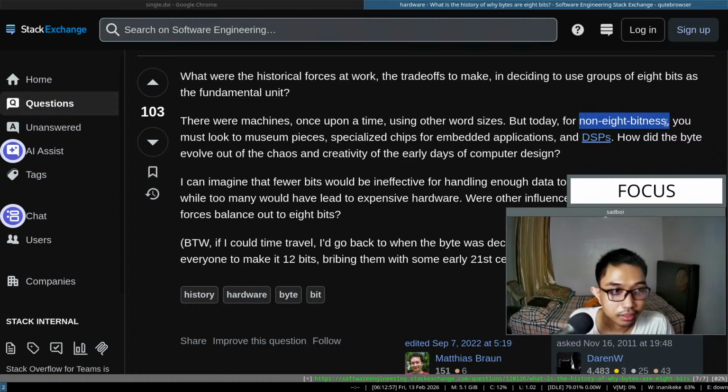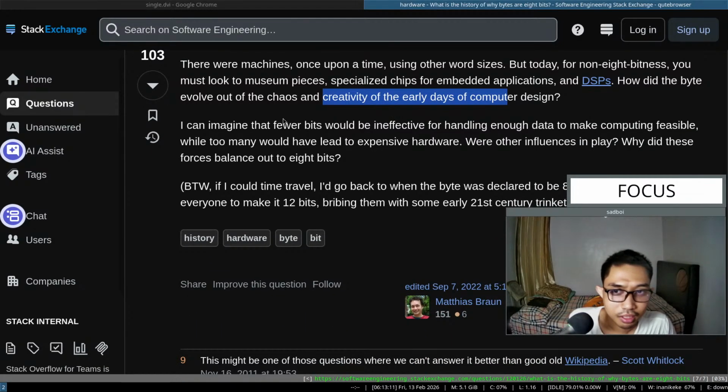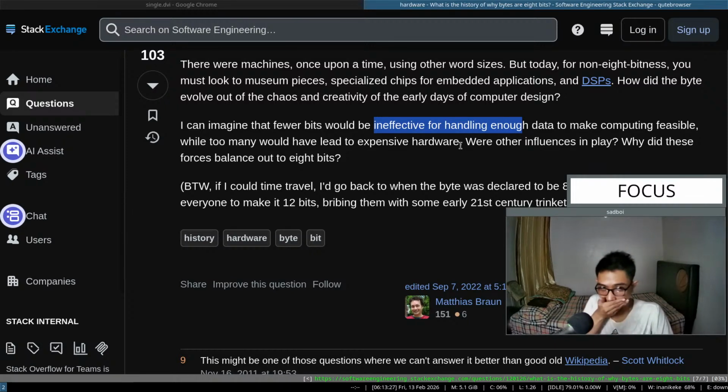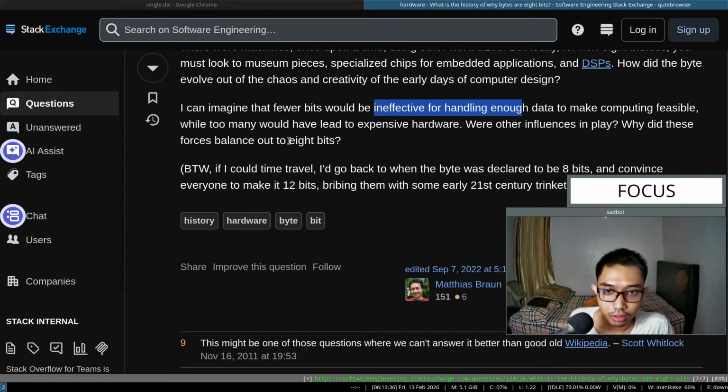The non-8-bitness. Okay. How did the byte evolve out of the chaos and creativity of the early days of computer design? I can imagine that fewer bits would be ineffective for handling enough data to make computing feasible, while too many would have led to expensive hardware. Were other interests in play? Why did this force balance out to 8 bits?